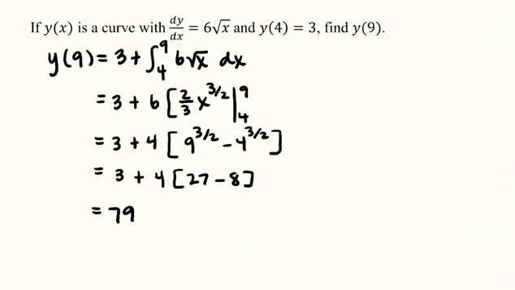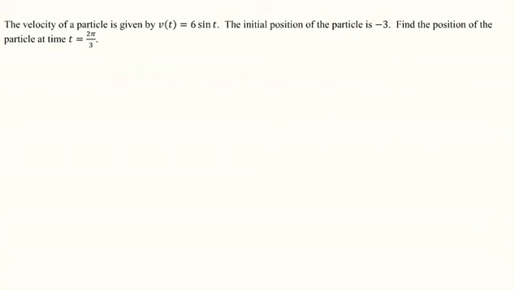Next we've got a particle motion problem. So the velocity of a particle is given by v of t equals 6 sine t. The initial position of the particle is -3. Find the position of the particle at time t equals 2 pi over 3. And this one, if I were to ask this question on a quiz or something, I would say, give an exact answer, which is code for don't use the calculator. Because the calculator is not going to give you an exact answer. Unless you have a TI.